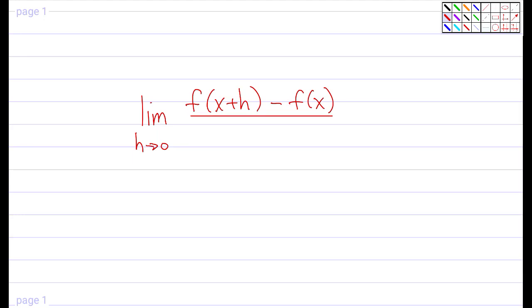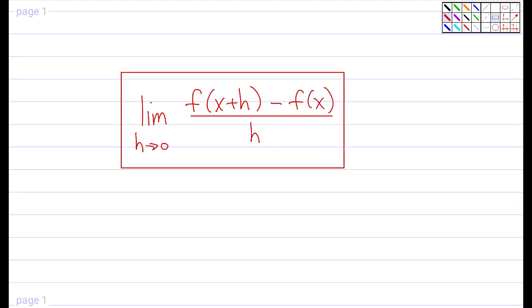Okay, so last time we looked at the concept of the derivative and we came up with a definition. I'll write it right now because we're going to need it. It's the limit as h goes to 0 of f of x plus h minus f of x, all over h. Okay, put that in a nice box.